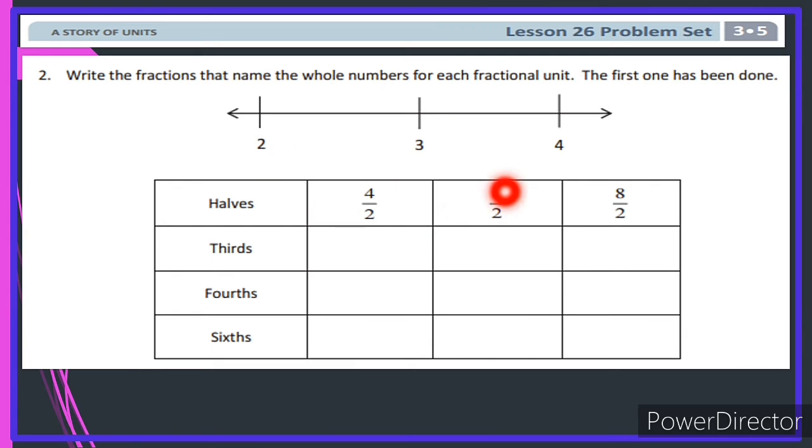For halves, 6/2 will give you 3, and 8/2 will give you 4. In thirds, 6/3 will give you 2, 9/3 will give you 3, and 12/3 will give you 4. Fourths, you look at your number bond and count as you go. Fourths, 8/4 will give you 2, 12/4 will give you 3, and 14. It's supposed to be 16/4, not 14. Change it. 16/4 will give you 4. Now 6. 12/6 will give you 2. 18/6 will give you 3. And 24/6 will give you 4.